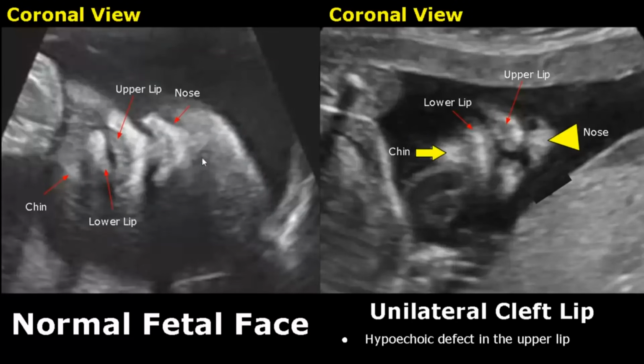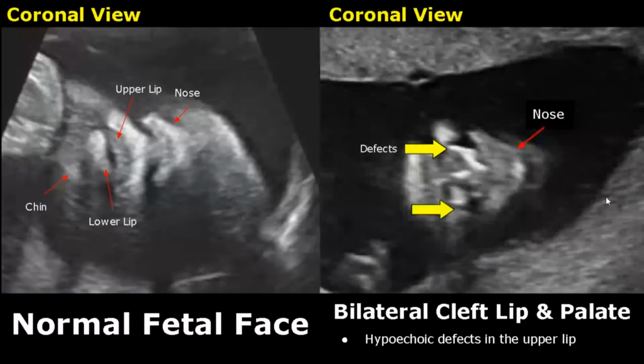Cleft lip and palate is a common facial abnormality in neonates. These clefts can be unilateral or bilateral. In this image, we have a unilateral cleft lip. There is a hypoechoic defect in the upper lip.